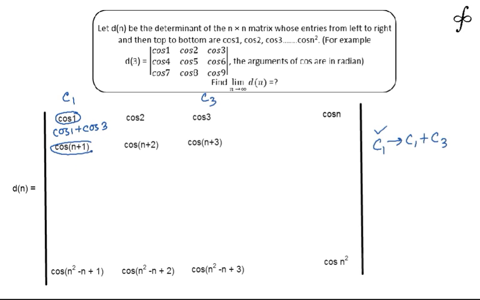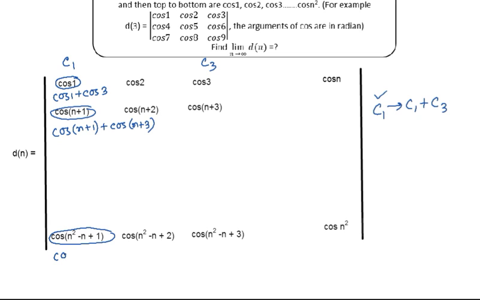then cos n plus 1 will be modified to cos n plus 1 plus cos n plus 3, and this particular element cos n square minus n plus 1 will be modified to cos n square minus n plus 1 plus cos n square minus n plus 3, by applying the transformation C1 changes to C1 plus C3.